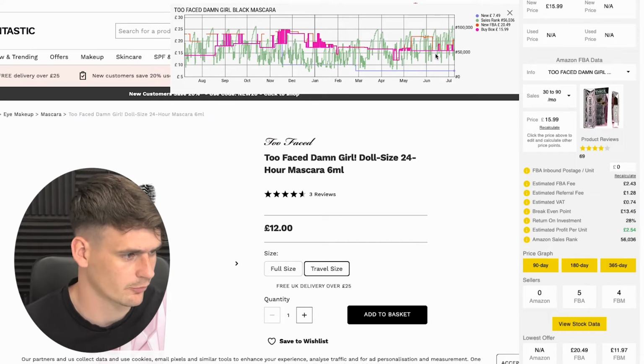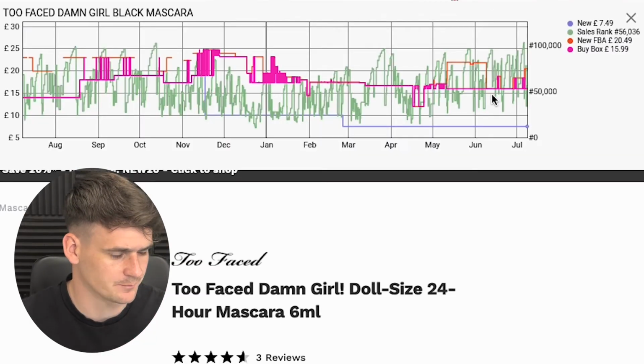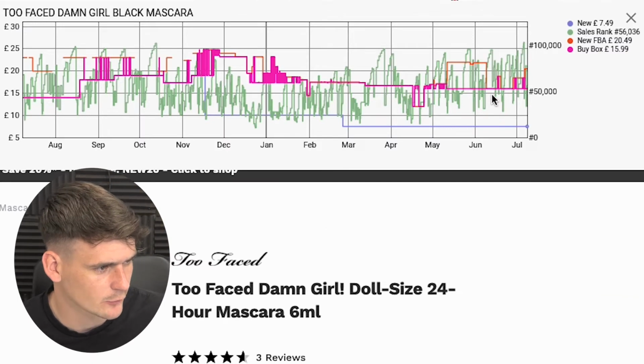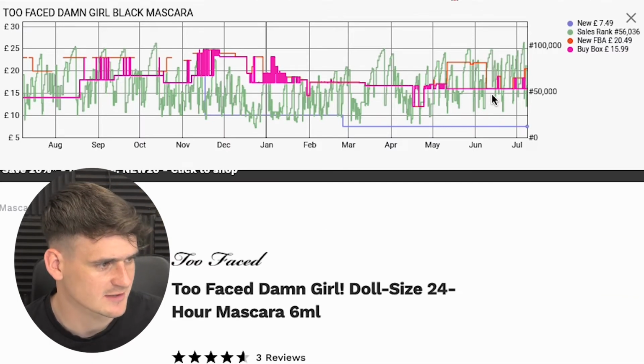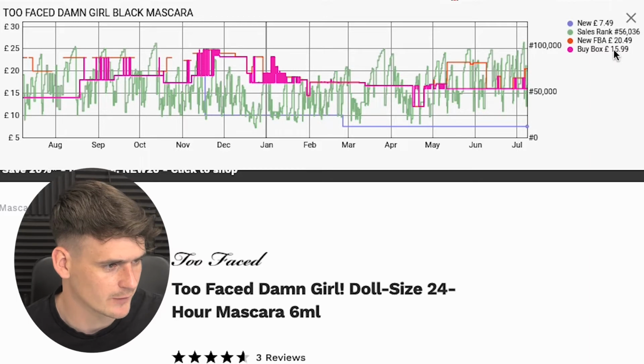What is a good product? How can you tell a good product? As mentioned earlier, there's a few things we're looking for. The first thing we always look for is the sales rank line. We use this to confirm that the product is selling.